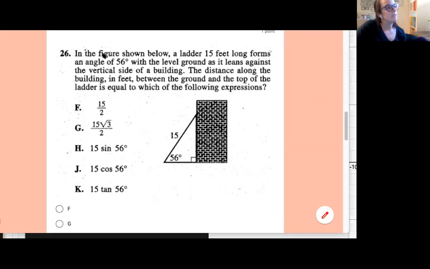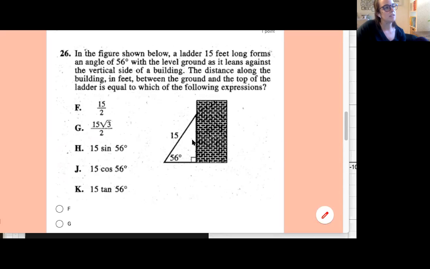For this one, it says in the figure below, a ladder 15 feet long, so here's my ladder, forms an angle of 56 degrees with the level ground as it leans against the building. The distance along the building in feet between the ground and the top of the ladder, right? So along the building right here. They want to know this side over here, the up and down, the height of this triangle, is equal to which of the following, right?